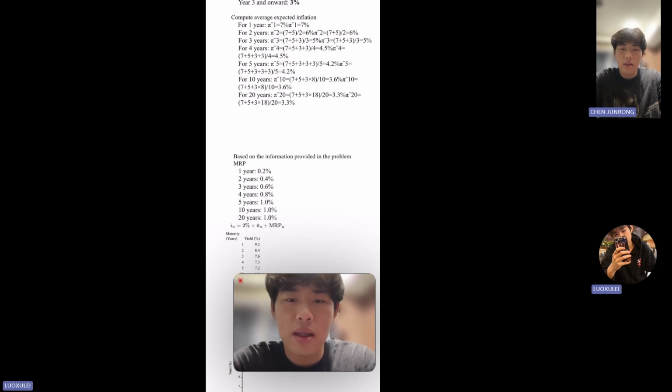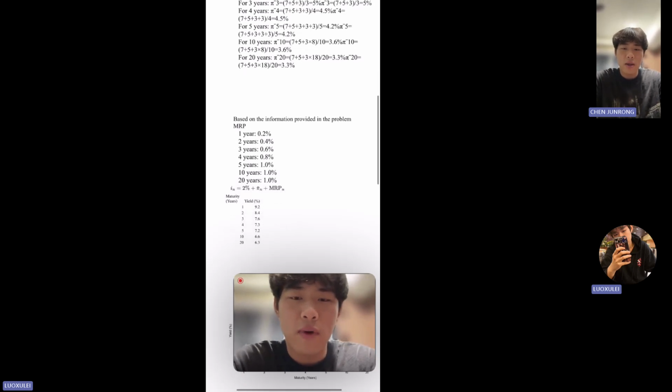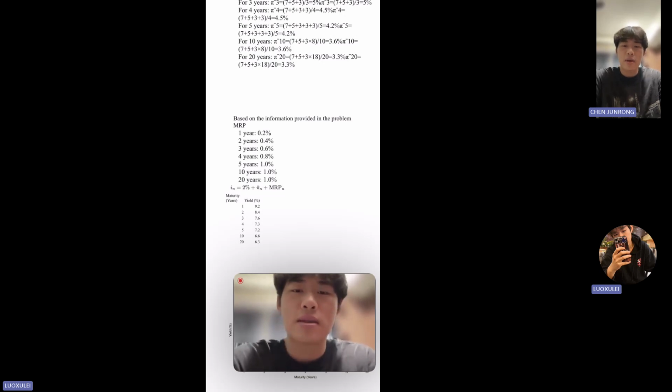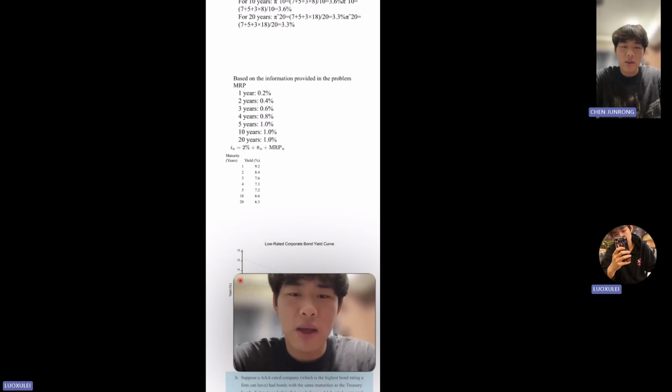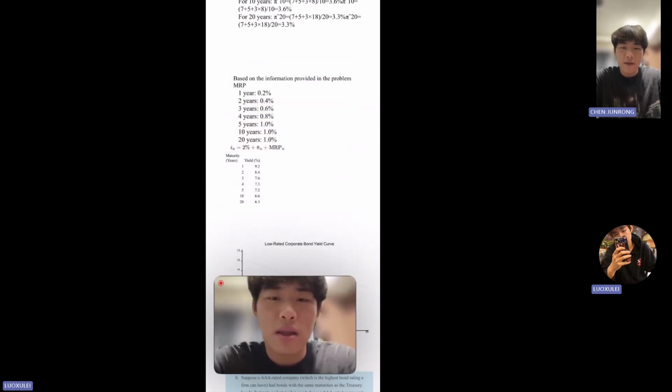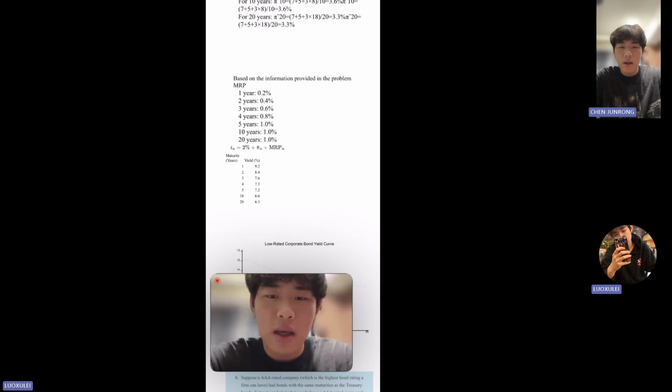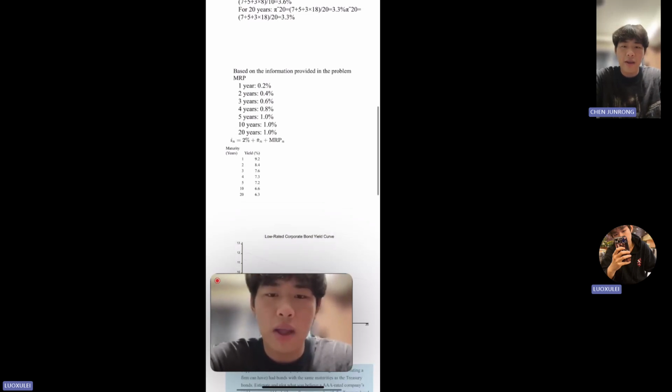By adding these three components together, I obtain the Treasury yields for each maturity, such as 1 year is 9.2%, 5 years is 7.2%, 20 years is 7.3%. This gives us a Treasury yield curve which is downward sloping due to declining inflation expectations.